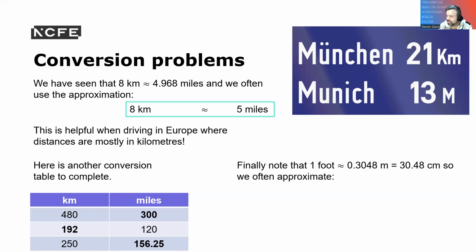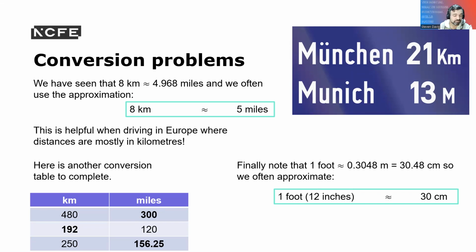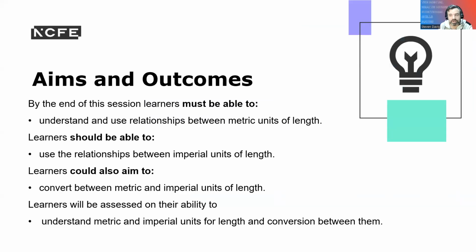Finally, note that 1 foot is about 0.3048 meters. That's 30.48 centimeters. So we often approximate 1 foot as 12 inches or 30 centimeters. And that's roughly the size of your foot. So roughly the size of your foot is 30 centimeters. That's why it's called a foot.